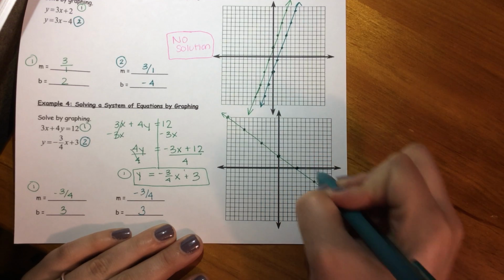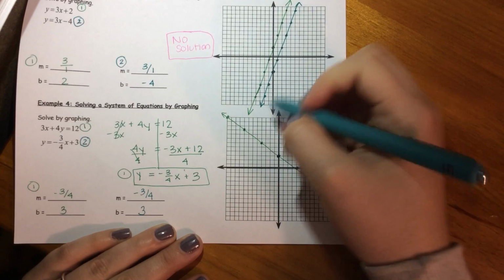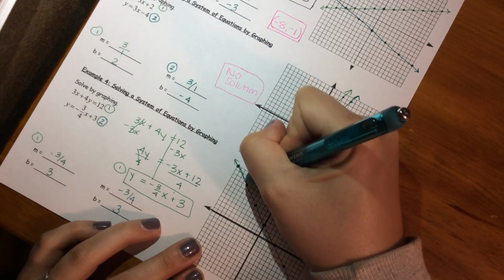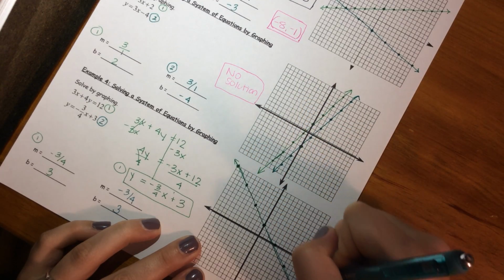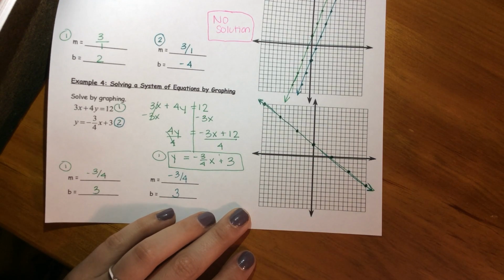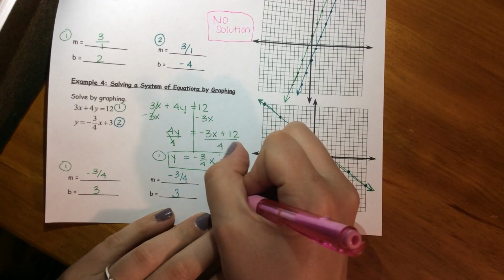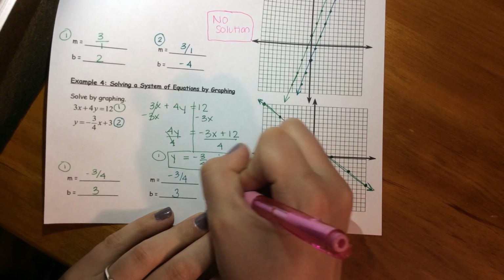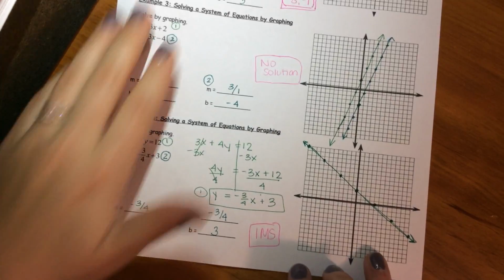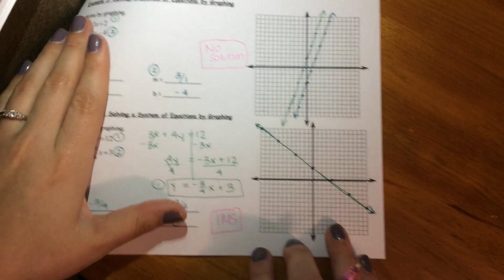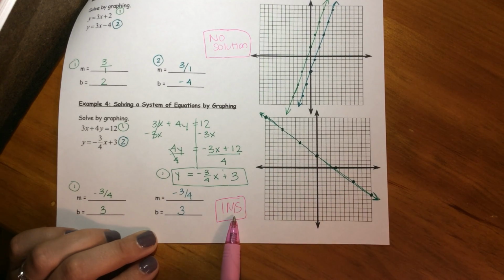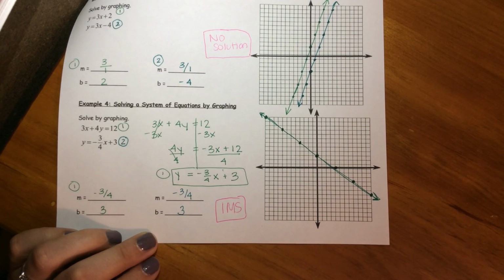Oh, what do you notice? It's the same line, right? So if it's the same line and they're on top of each other, what is this solution going to be? Infinitely many. They're on top of each other, which means they are intersecting infinitely many times, right? They're intersecting at every single point on this line. So the answer is going to be IMS, or infinitely many solutions.